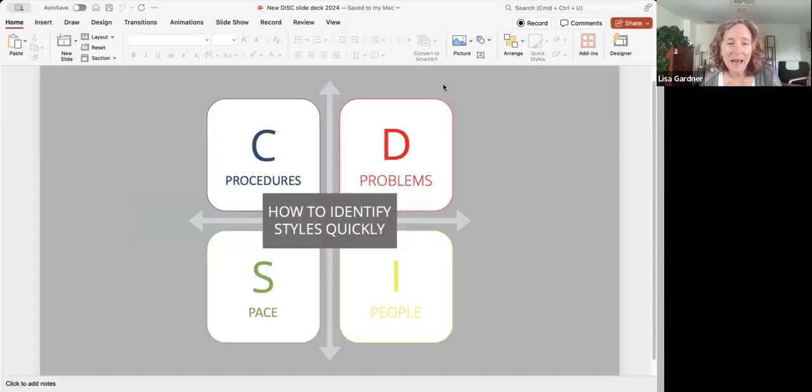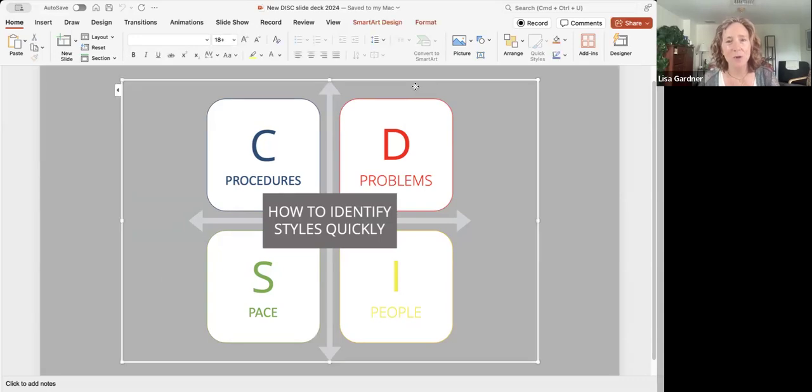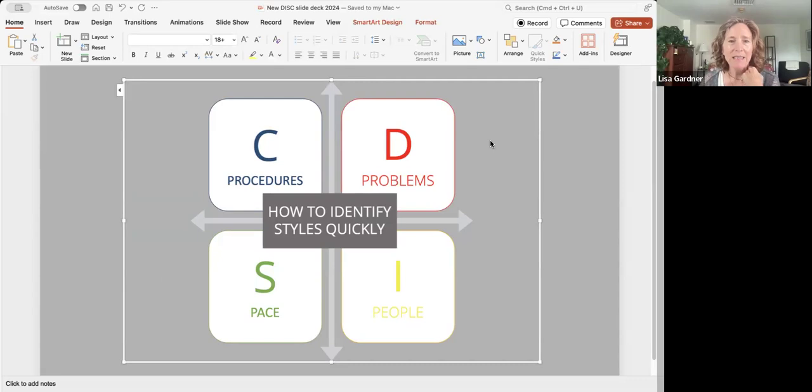All right, how to identify styles quickly. When you're thinking about how to identify, you want to ask two questions. Are they a fast thinker? Are they more of a deliberate decision maker? If you're a fast decision maker, you're going to be a high D or a high I. If you're more deliberate in your decision making, high compliance, high steadiness.